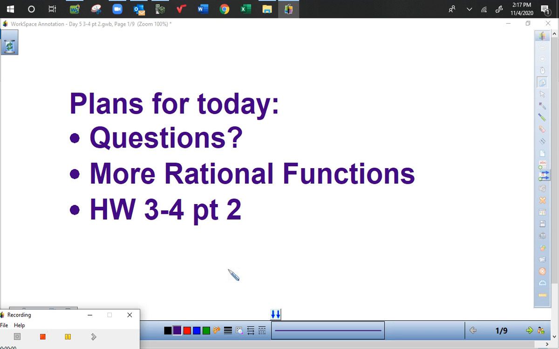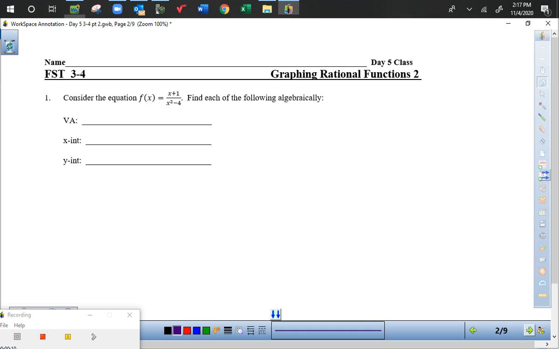Alright folks, today is day 2 of graphing rational functions. You will need a graphing calculator and a straight edge for today. The first two problems on your class examples here are review from last time, because I'm going to want you to find the vertical asymptote and then x and y intercepts algebraically.